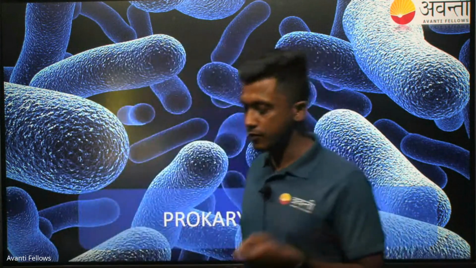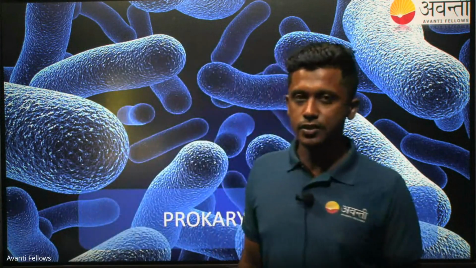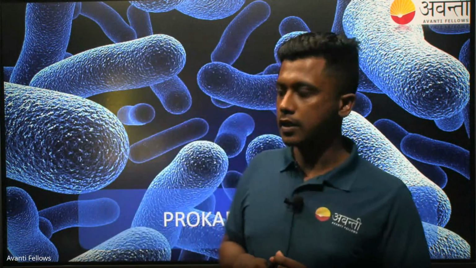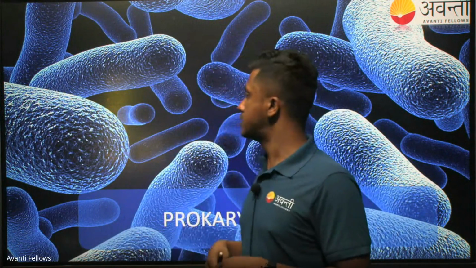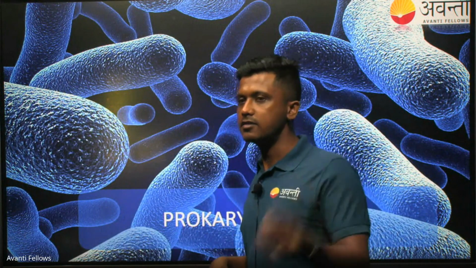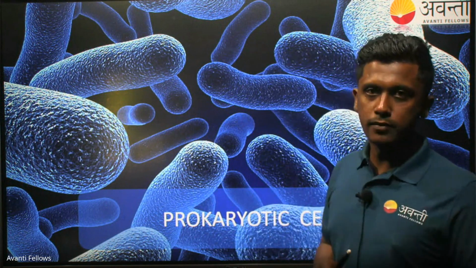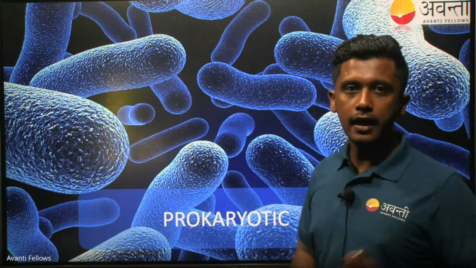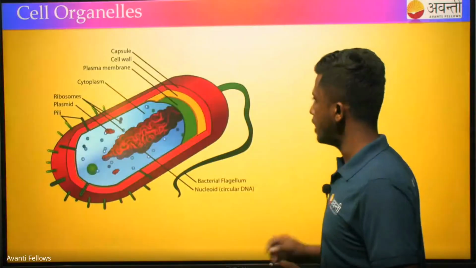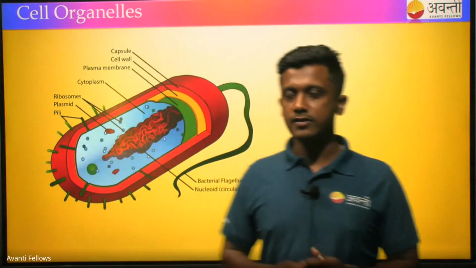Similarly, as the observations with cells progressed, people understood that there are two levels of organization with respect to cells. One is a very primitive model of the cell, and the other one is a very advanced model of the cell. So, based on the cellular complexities, in simple terms, the presence of membrane-bound or non-membrane-bound organelles, we can classify cells into two types. One is a prokaryotic cell, the other one is a eukaryotic cell.